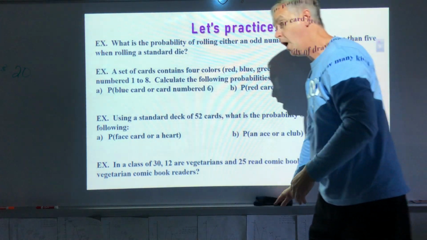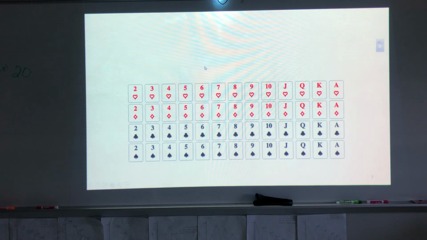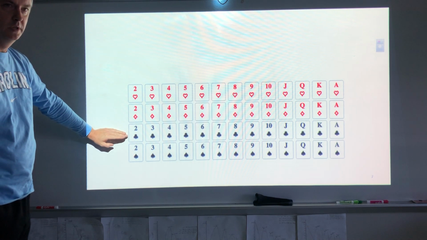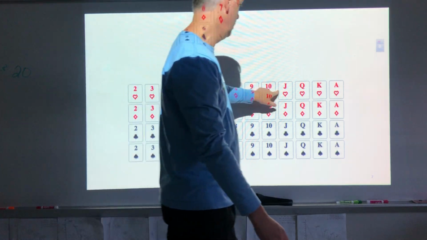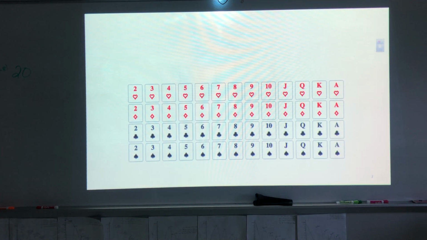So for those of you that don't know what a standard deck of cards looks like, here it is. Right? You have 4 suits. You have your hearts, your diamonds, your clubs, and your spades. Everything is 2 all the way through to an ace. So there's 13 in a suit, okay? 4 suits make 52.